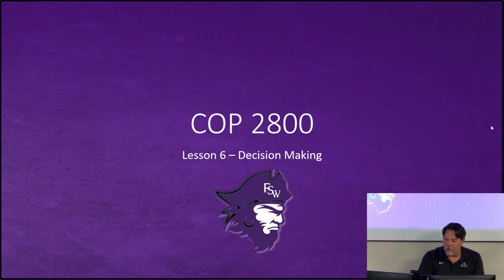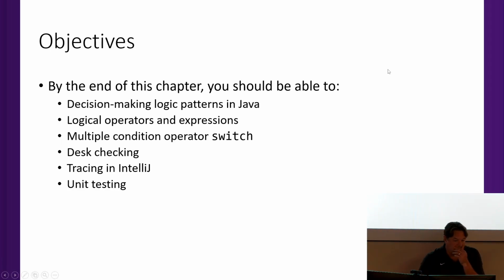And so with that, we will start talking about decision making in Java. So the objectives here for this chapter: read the chapter in the book on decision making, and there are a number of new keywords that we'll introduce and go over.